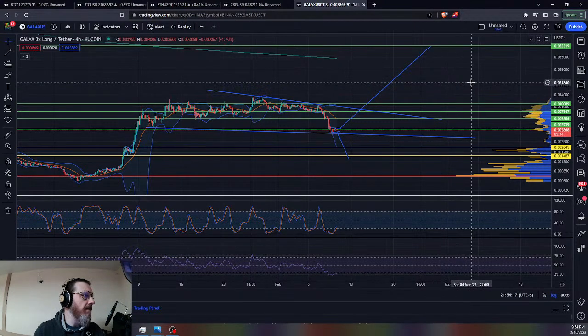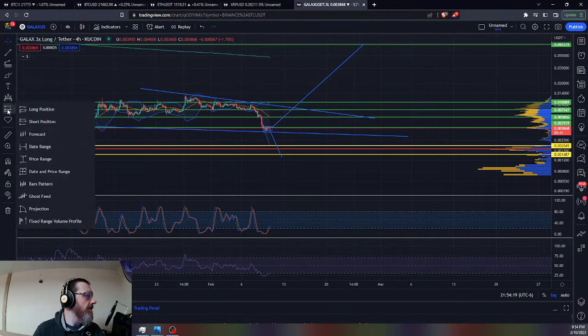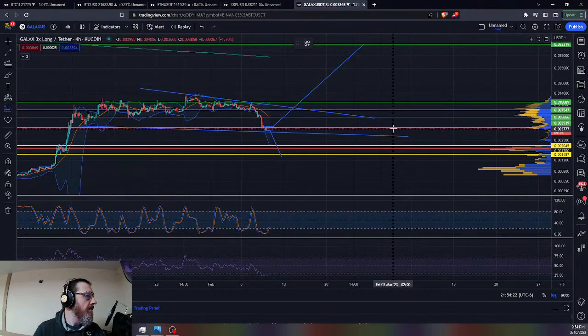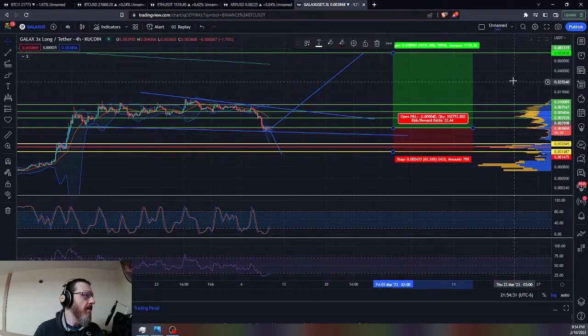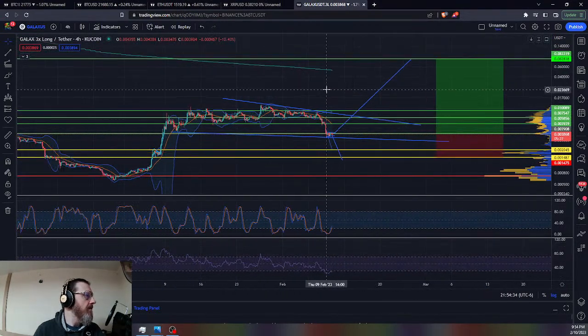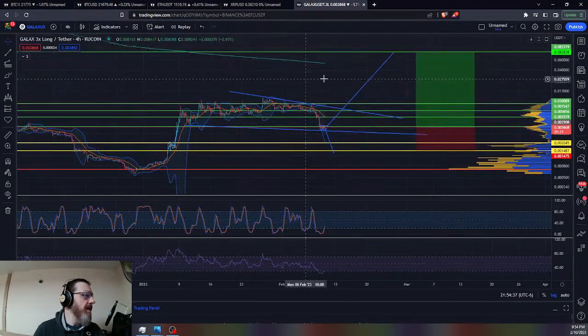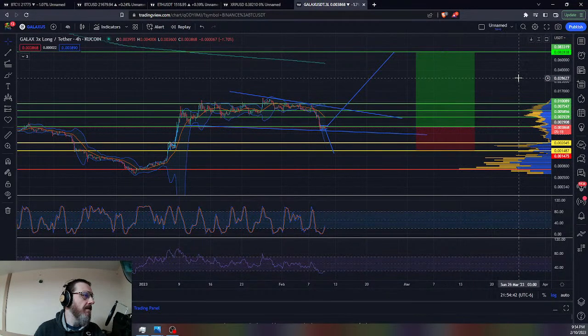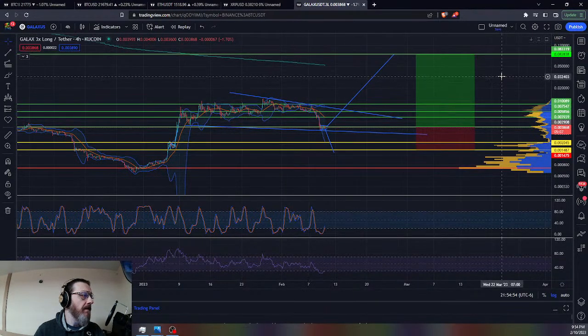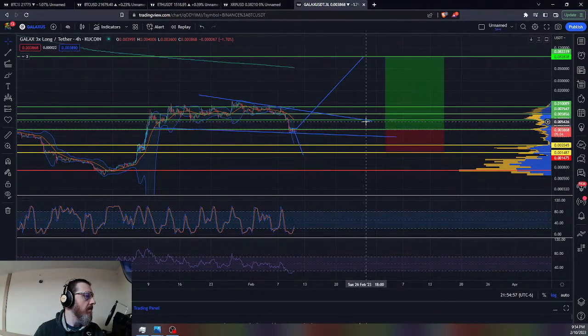Looks pretty solid for Gala. And that right there. Woo. That says it's a big move. That says it's a big move on the 4 hour, folks. My goodness. Is that real? 2,000% gains? 2,000% gains possible out of Gala, out of this falling wedge on the 3x long token. 2,000%. Yo. Is that real?